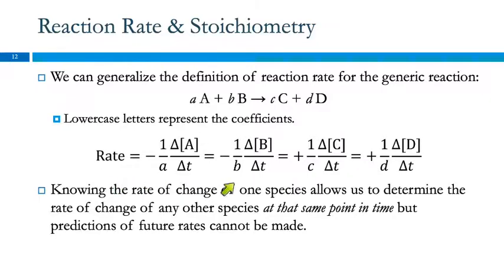When we write the whole thing out like this, we see that if we know the rate of change of one of the species, we can figure out the rate of change of any of the other species, even if we don't know the actual rate of the reaction. But we can know the rate of each species from one, okay? At the same point in time. At another point in time, all bets are off because, as we saw, the rate changes as the concentrations change.